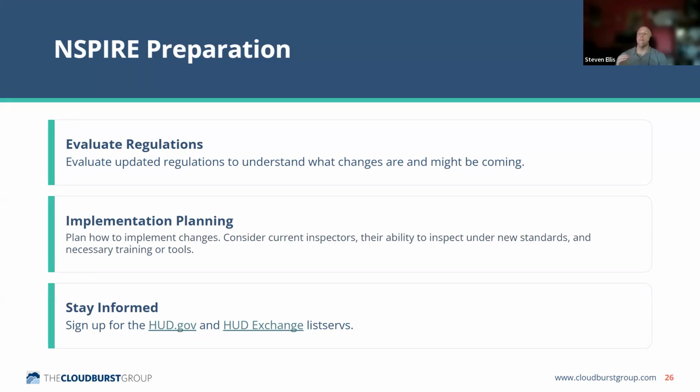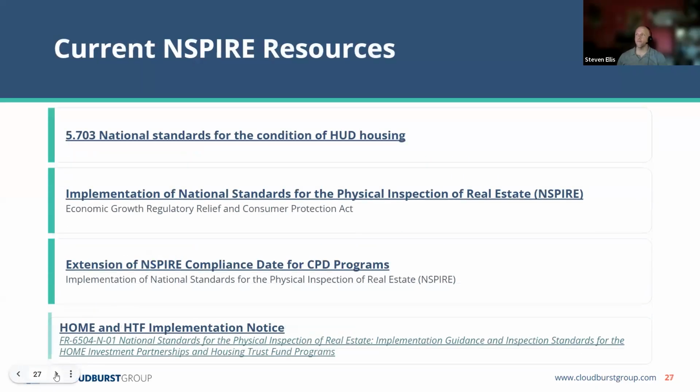And then finally, make sure you sign up for updates directly from HUD, both the HUD.gov listserv and the HUD Exchange listserv. Previously, if something went out on one, it went out on both, and that hasn't always been happening. So I recommend programs sign up for both. If there is an update, a delay, or an implementation notice, it will go out on at least one of those, if not both, so you have the most recent information.